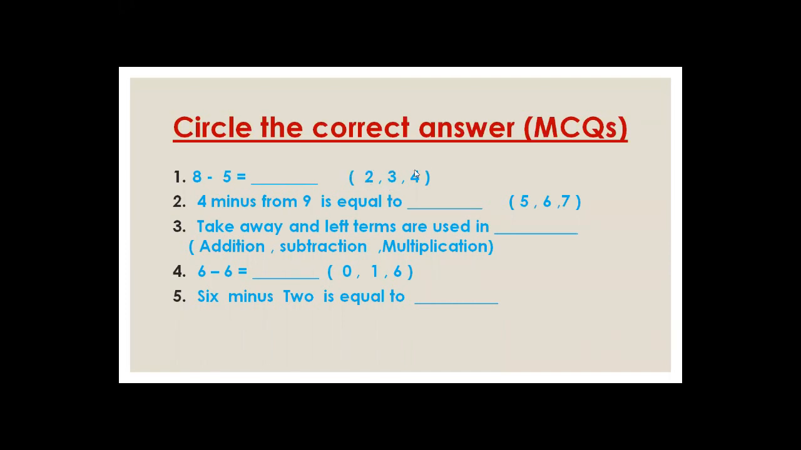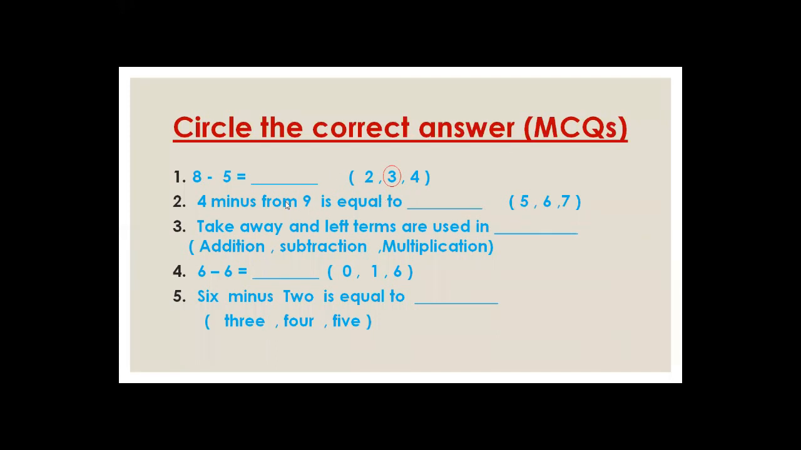2, 3 and 4. After subtracting 5 from 8, we get the answer. Yes, we get the answer 3. So we circle 3, or you can tick 3. So this is the correct answer. 8 minus 5 equal to 3.